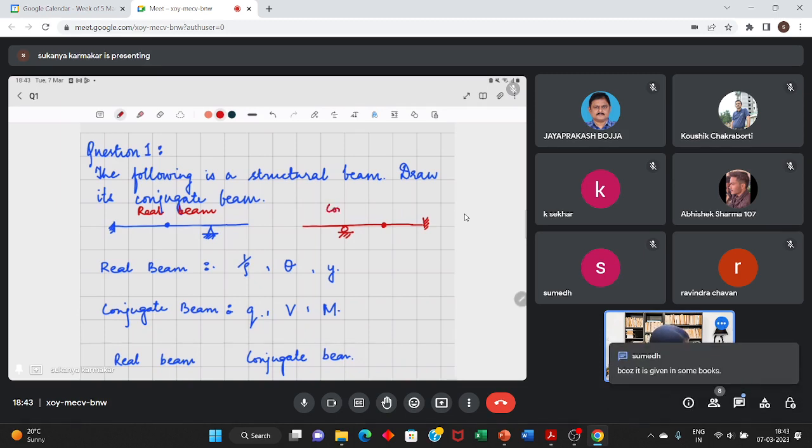Okay, it's given in certain books. Okay, I will look into this and I'll clarify it in the next week. I think it should be a roller, but I will clarify and try to get deeper into this.